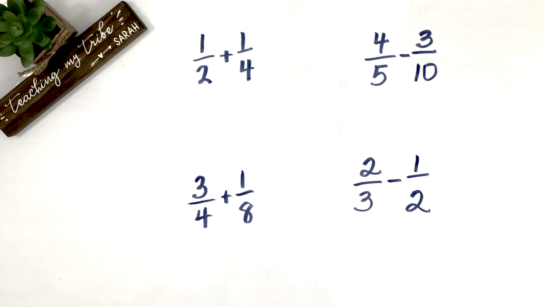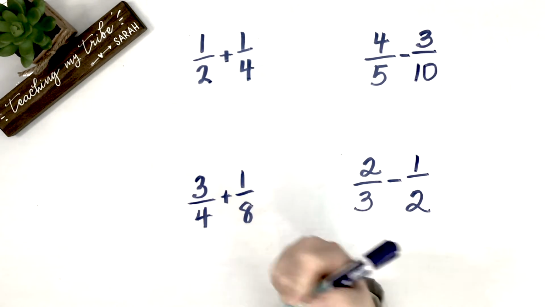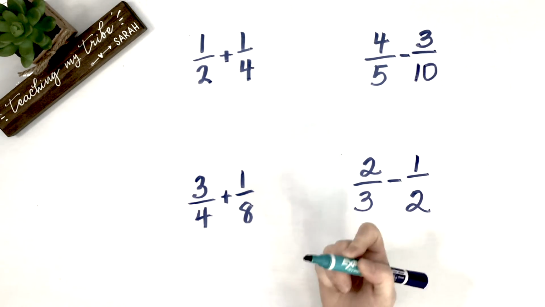Okay, let's do some examples. Now, the goal is to be able to do this mentally, meaning we shouldn't have to write out all of the calculations. We should simply be able to look at these questions, do some figuring out in our head, and then write the answer. So what I'm going to do is show in a different color what you might be thinking in your head to help you find the answer.